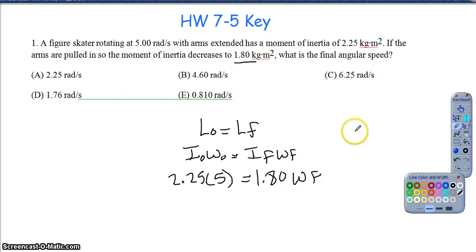And honestly, even if you were just reading through this question, there's really only one answer that makes sense. If you think about it, if the moment of inertia goes down, then shouldn't the angular velocity go up to compensate for that? So even as a test-taking strategy, as soon as I realize it's conservation of momentum, option C, 6.25, is the only answer that makes any sense. And in fact, obviously, if you calculate it, it confirms that it's 6.25. But anyway, hopefully question 1, nothing too tricky.